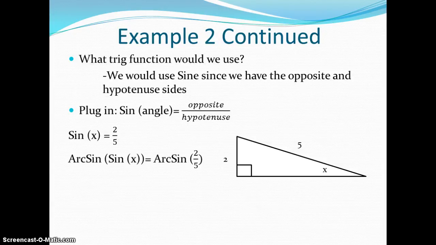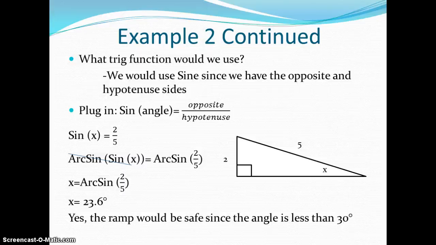Multiply each side by arc sine to get rid of that sine on the left. And then those would cross out, so we would get x equals the arc sine of 2/5. Now we're going to plug that into our calculator to get x equals 23.6 degrees. So yes, the ramp would be safe since the angle is less than 30 degrees.